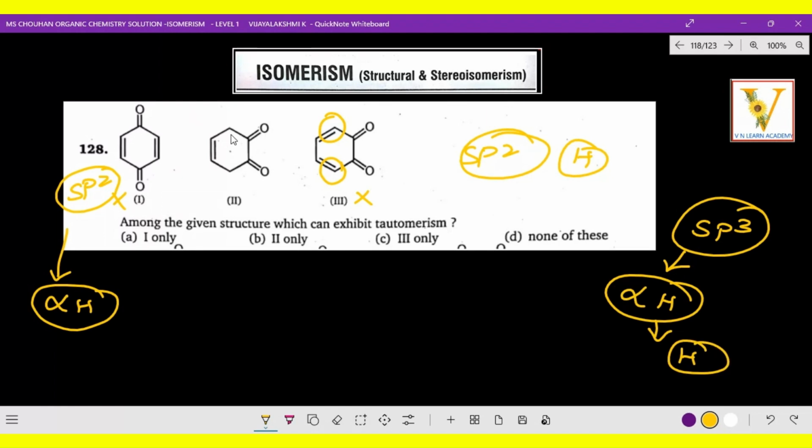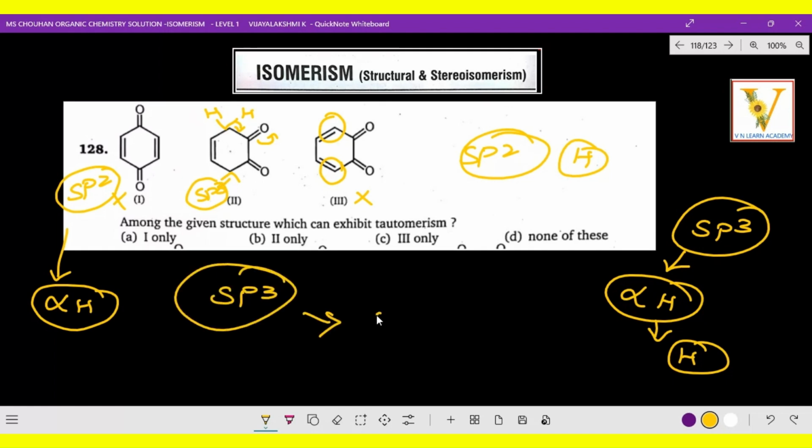So where can we identify enol formation? Here hydrogen is available, here also hydrogen is available, so in that way this can give enol formation. And in this one also, sp3 hybridization is available. So sp3 carbon can provide alpha hydrogen, and alpha hydrogen can provide acidic hydrogen. Right, I hope you got the clarity.